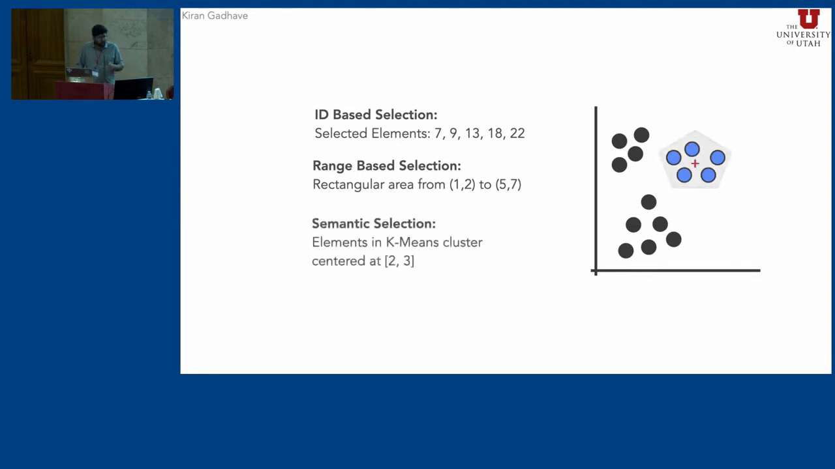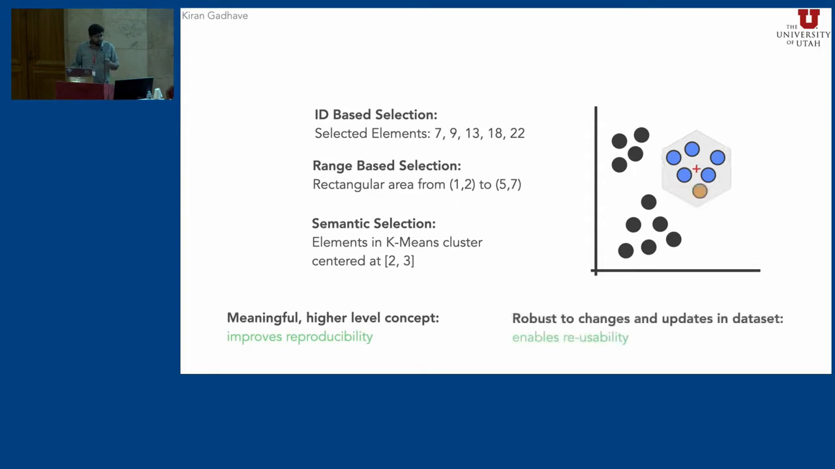For example, this selection we can store as a k-means cluster at position 2, 3, and doing so allows us to capture a higher-level concept which improves our reproducibility. And further, it also makes our workflow robust to changes. So for example, if a new point was added near this cluster, we could potentially improve our selection and include this point as part of the new selection.